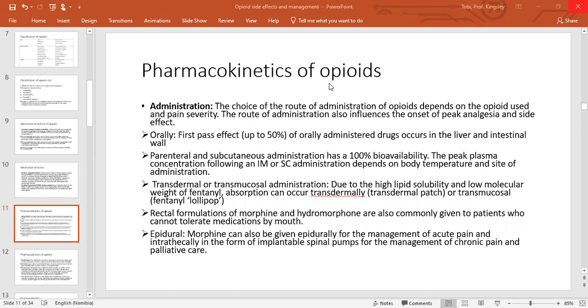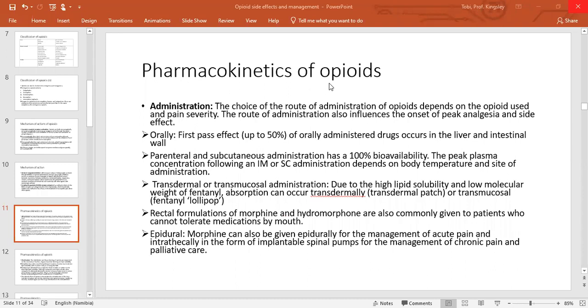But suffice to note here that for the oral route, up to 50% of opioids administered will undergo first pass effect in the liver and intestinal wall, reducing their bioavailability. Parenteral and subcutaneous administration has about 100% bioavailability, but the peak plasma concentration following an intramuscular or subcutaneous administration depends on the site of administration, how bulky the muscle is, and the body temperature. So you need to bear that in mind.